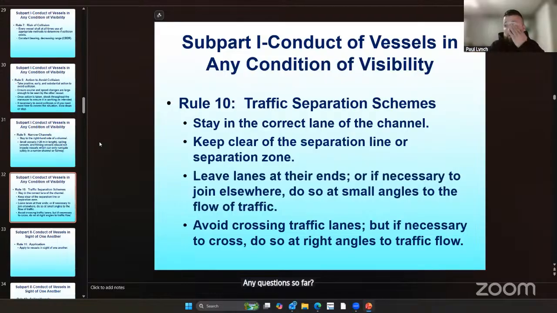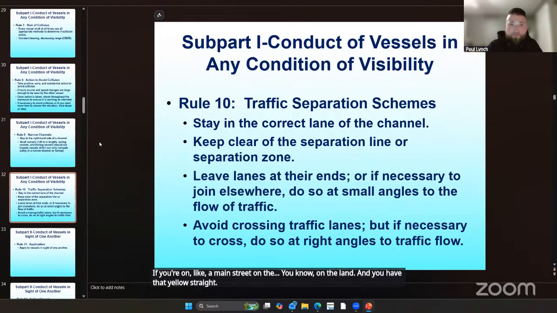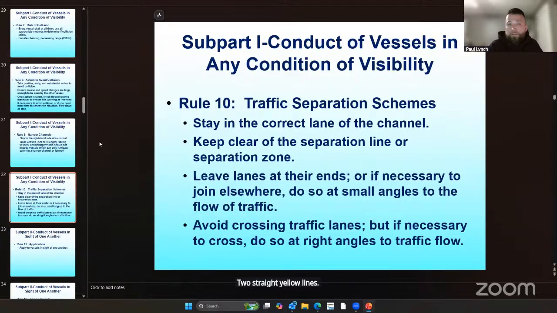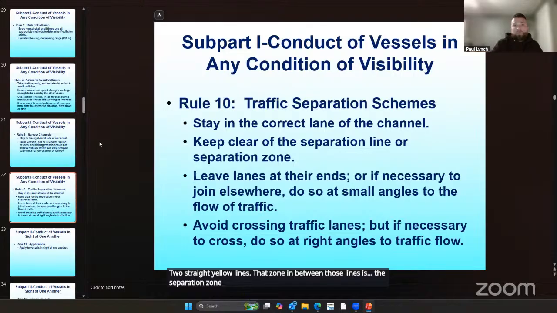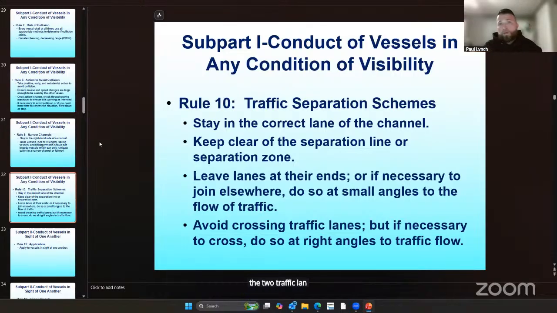Traffic separation scheme. So stay in the correct lane of the channel. It's a two-sided street. You always stay on the right side. Keep clear of the traffic separation line or separation zone. Like if you're on a main street on land and you have those two straight yellow lines, the zone in between those lines is the separation zone. That separates the two traffic lanes. And it's invisible on the ocean, but it's there.